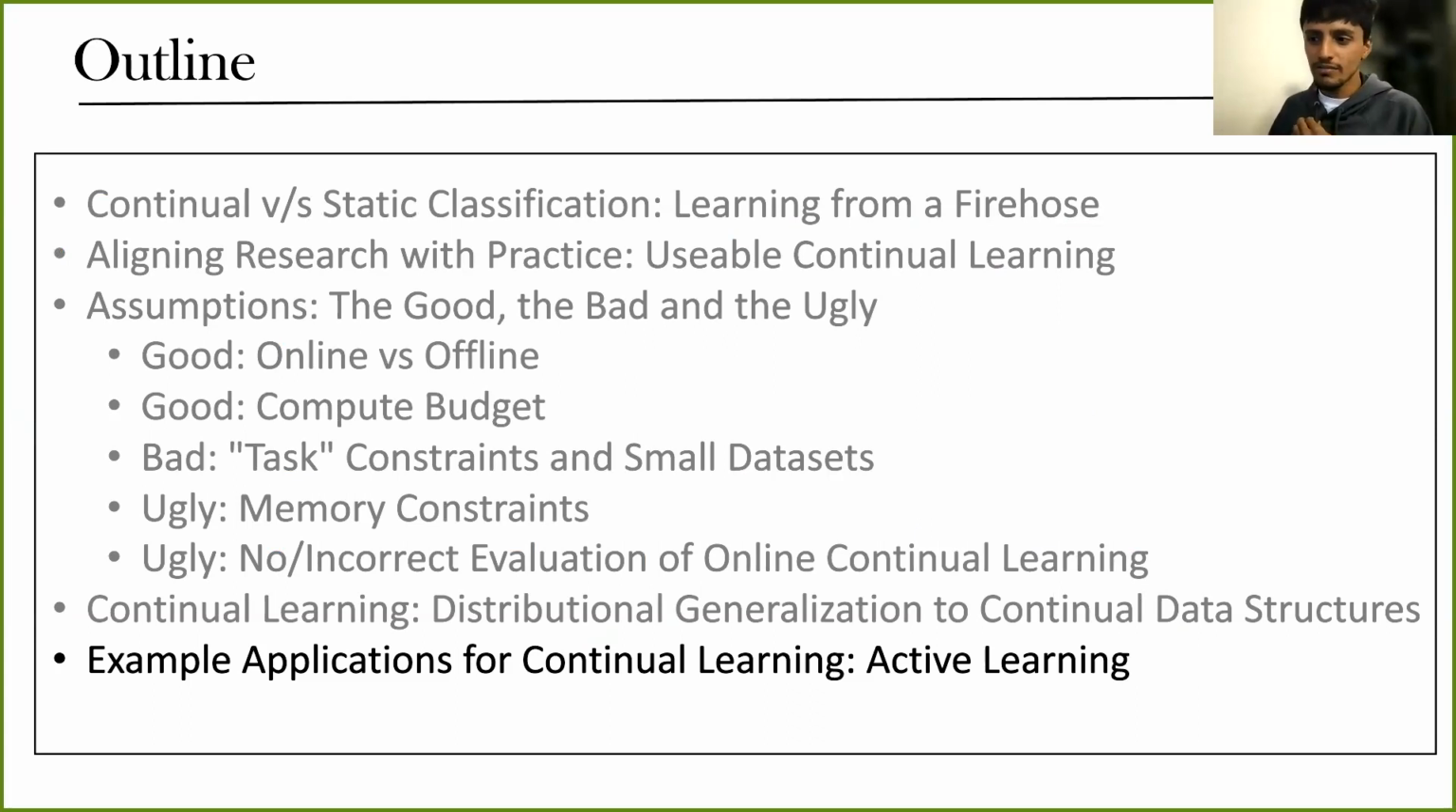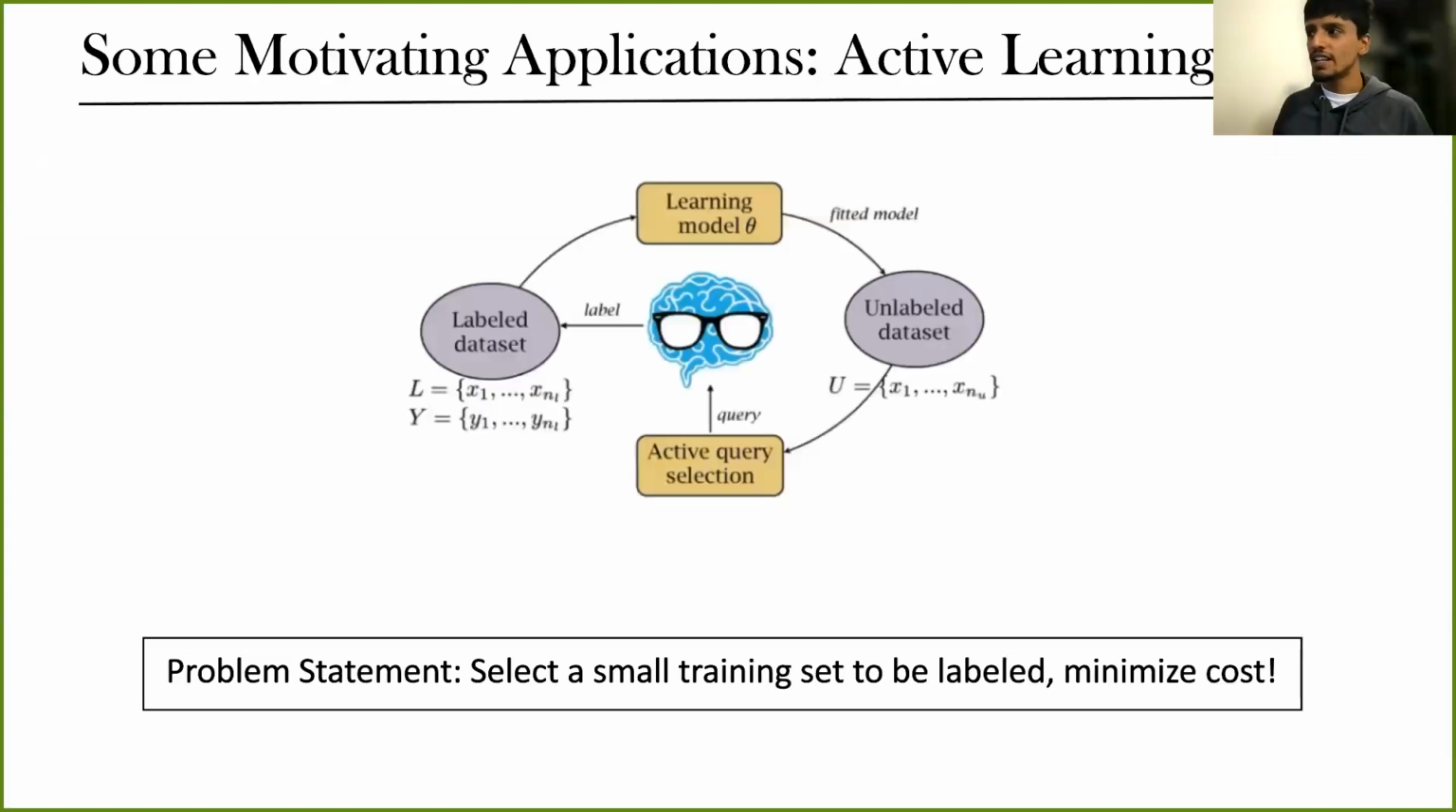So lastly, to conclude my talk, I would want to give some example applications for the aligning research with practice that I mentioned before. These are toy applications that I explored for things where I think continual learning can be very useful. We take the case of active learning. Let's firstly just quickly describe what active learning is. The problem statement is you have to select a small training set among a set of given data to be labeled, and you have to minimize cost here. There's labeling cost involved. You need to label as few samples as possible.